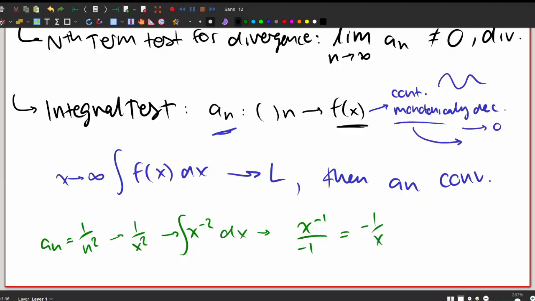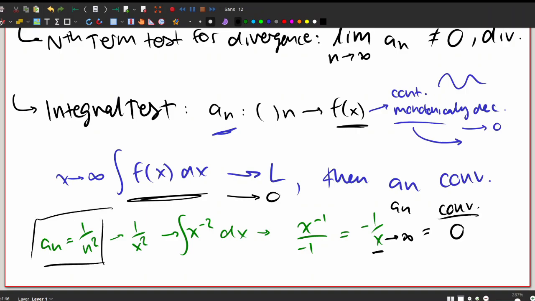Now, the limit of this function as x approaches infinity is 0, because our denominator becomes infinity, and so our overall function becomes 0. So, since the integral of f of x approaches a real number, 0, then a of n must converge. Therefore, we can say that 1 over n squared is a convergent series by the integral test.